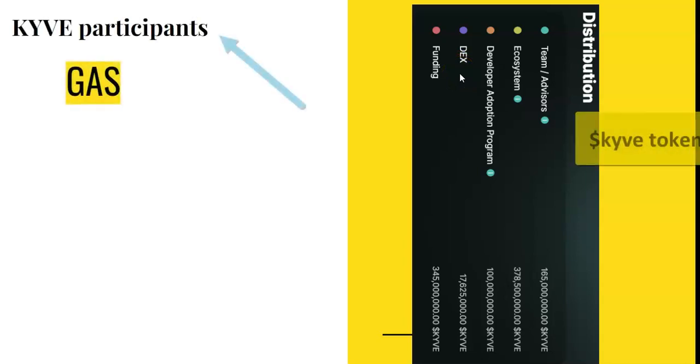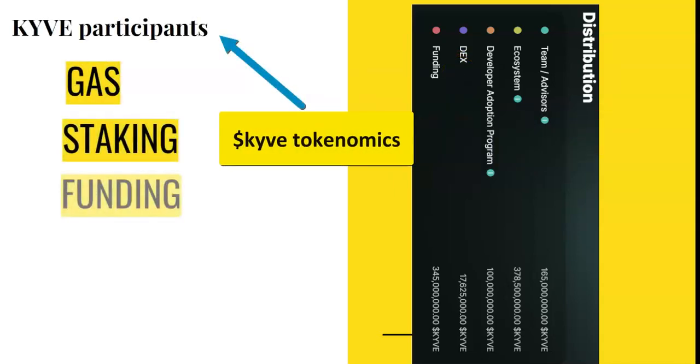So let's talk about tokenomics. This is what the team gets: ecosystem, developer, adoption program, DEX, and then funding. Sorry, it's a mistake. It's supposed to be tokenomics.